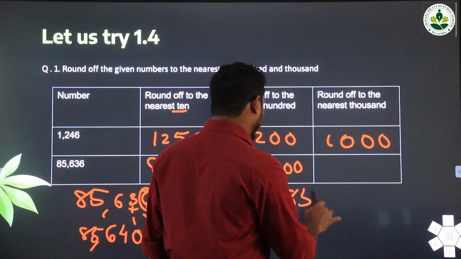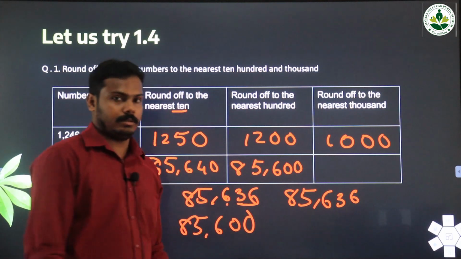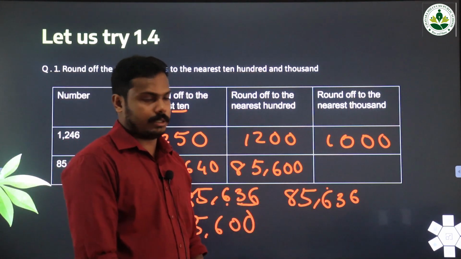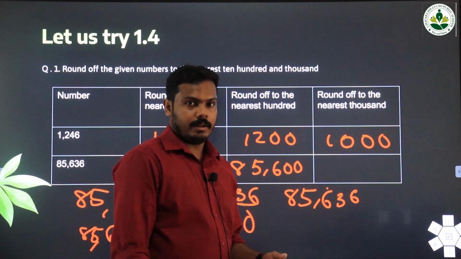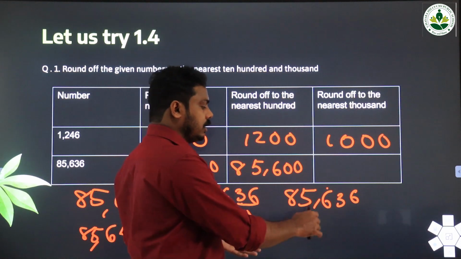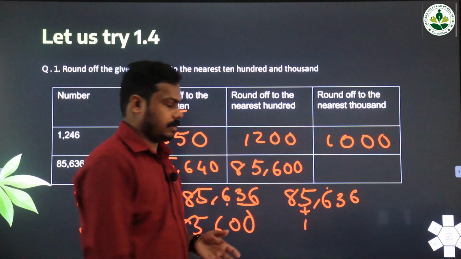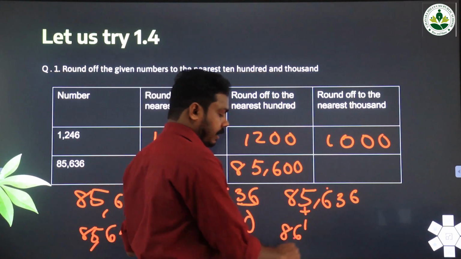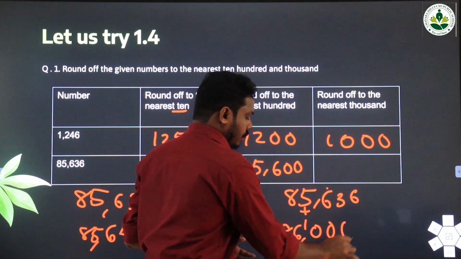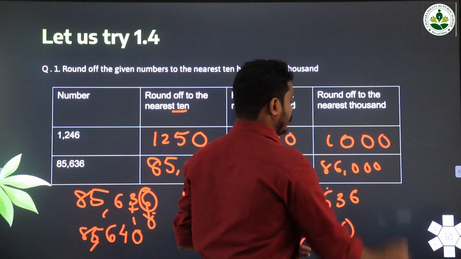Next is round off to the nearest 1000. We need to round off 85,636 to the nearest 1000. Look at the digit in the 100 place. If it is 5, 6, 7, 8 or 9, then add 1 to the digit in the thousands place. So it is 86. Then the remaining become 0. So it is 86,000.